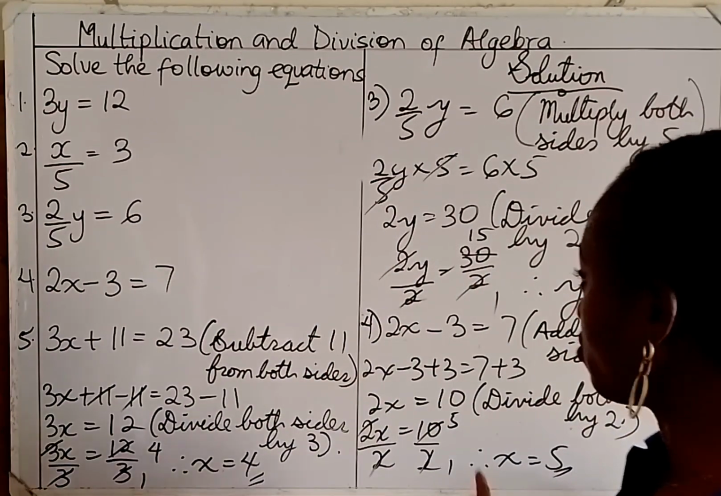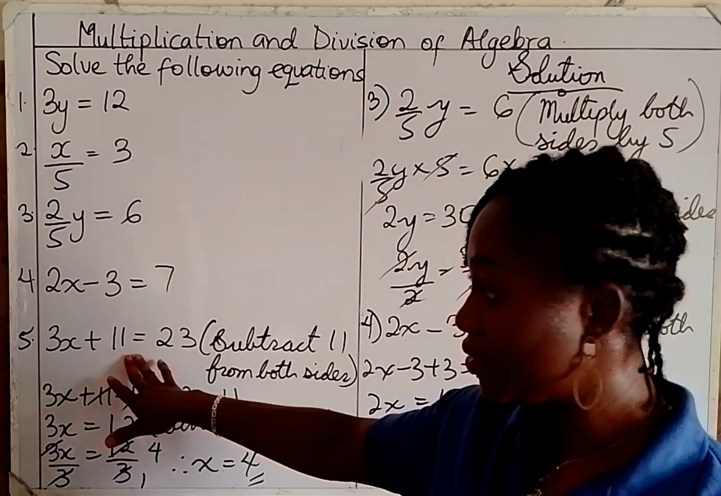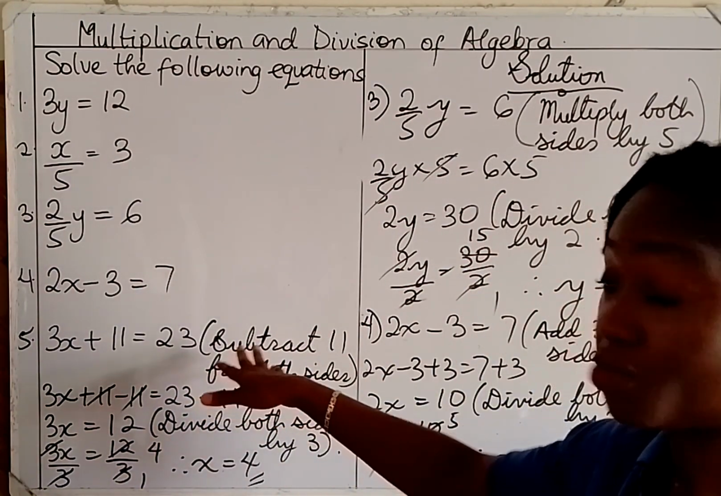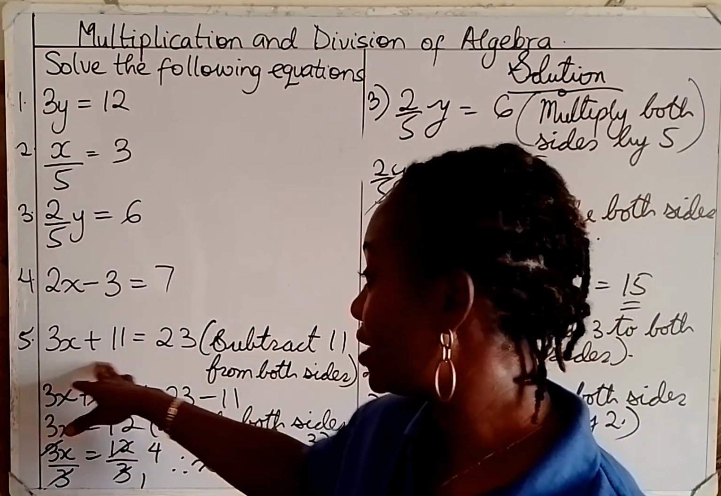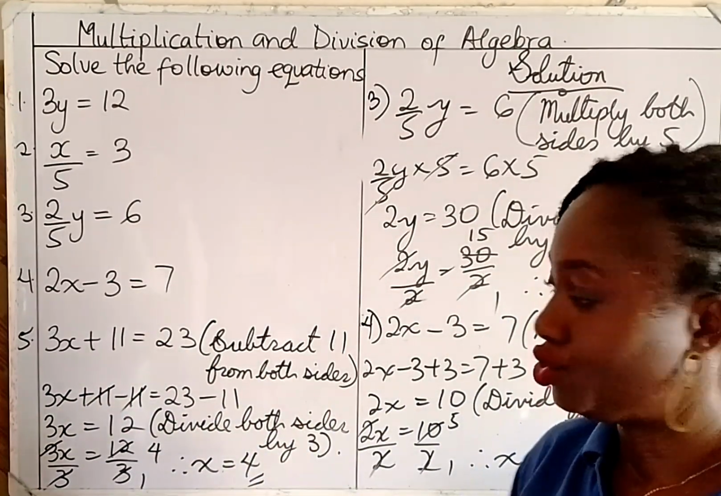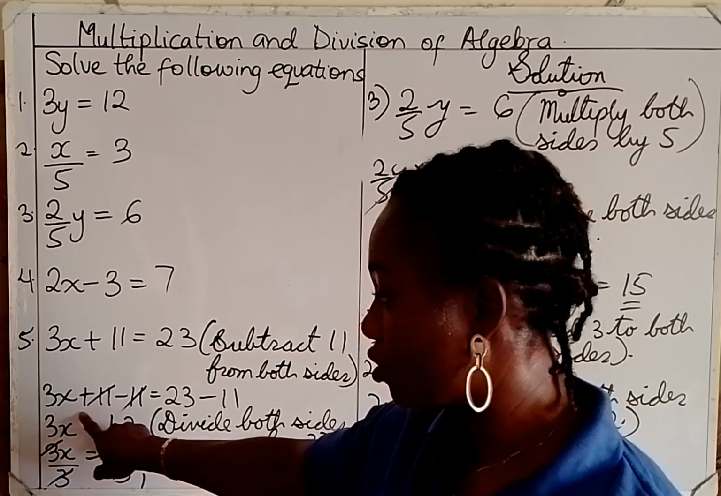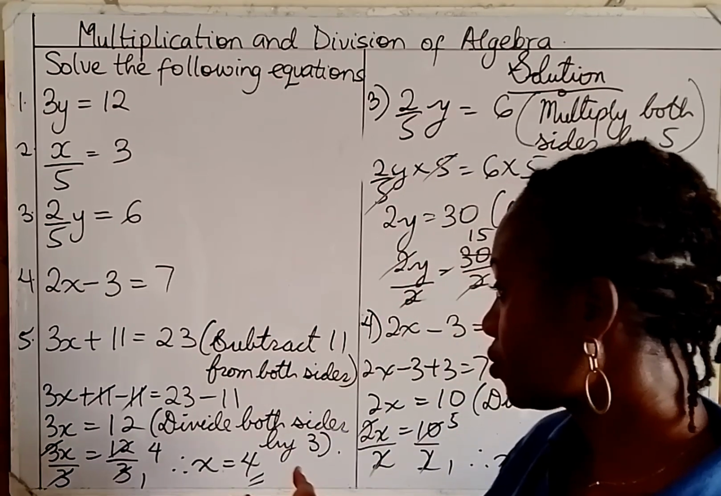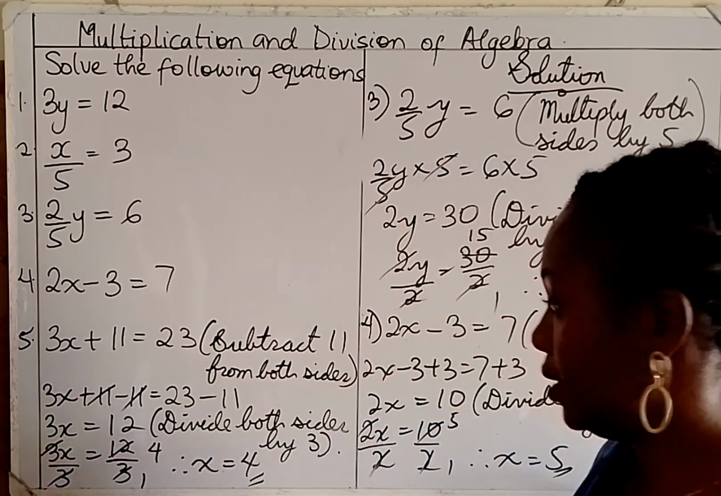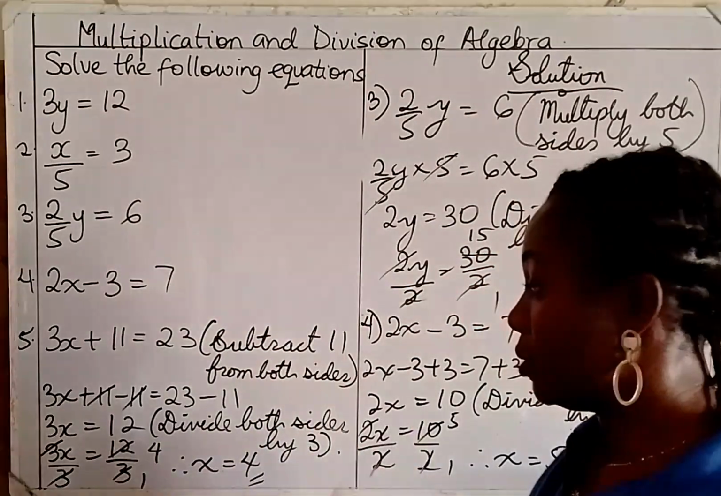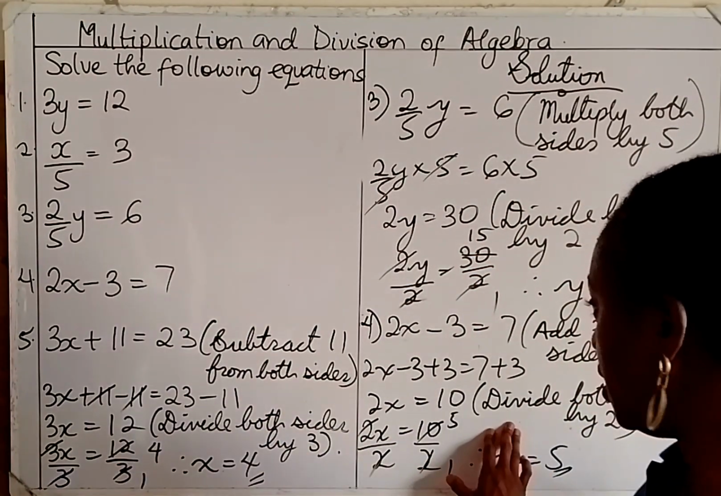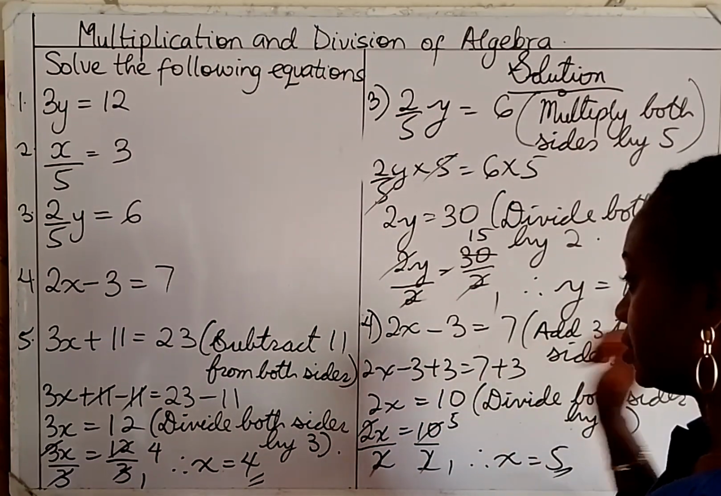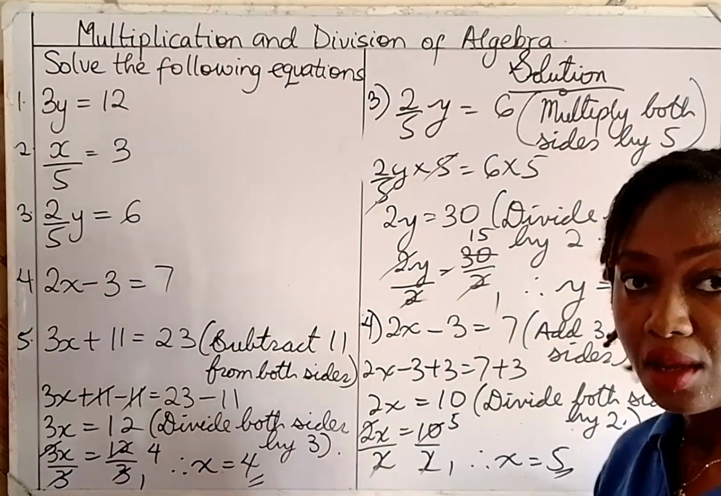You can see it's very easy to solve questions like this. Also, there's another method that we can use in solving questions 4 and 5. Instead of going through the stress of subtracting 11 from both sides, we can just say 3x equals 23 minus 11. Just go straight into it and skip that step. Then you have 3x divided by 3 and 12 divided by 3 to give you 4. The same thing is applicable here. 2x equals 7 plus 3, which is 10. Then you skip the step, and we divide both sides by 2.